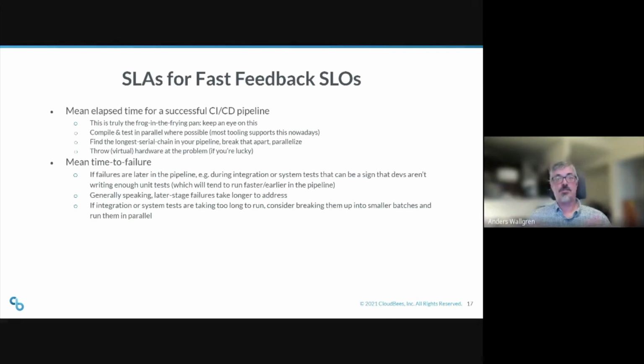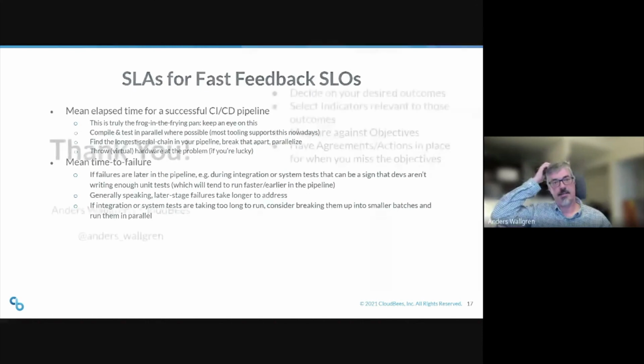Again, if integration tests or system tests are taking too long to run, consider breaking them up into smaller batches and run them in parallel. And take advantage of elastic infrastructure to do that. Take advantage of being able to deploy your applications as containers, if you can do that, in order to be able to parallelize and collapse the cycle times here and find the problems faster. Again, it's not just about how long your cycle time is, but really how quickly we can find the failures, because that impacts how quickly we can address the failure and how quickly we can kick off another pipeline that will address the problem, or restart an existing pipeline at the failure point.